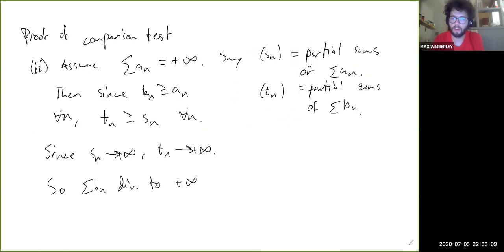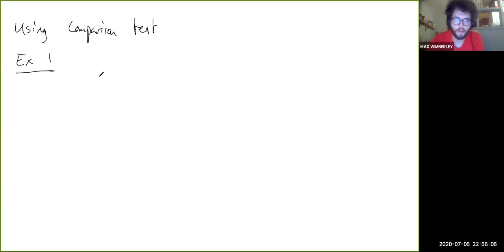So let's just look at a couple examples of using the comparison test. So here's an example. Sorry, I had to make a little edit to refer to some notes. Here's an example of using the comparison test to show that a series diverges, okay? So consider the series n over n squared plus 3. This is one of the examples in the book.